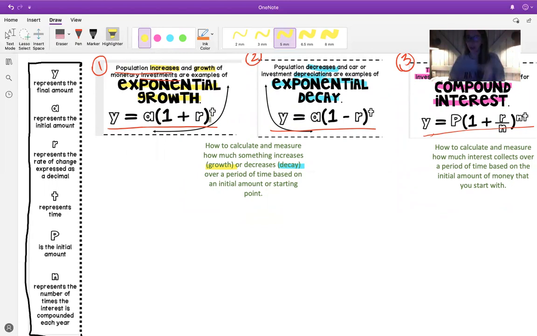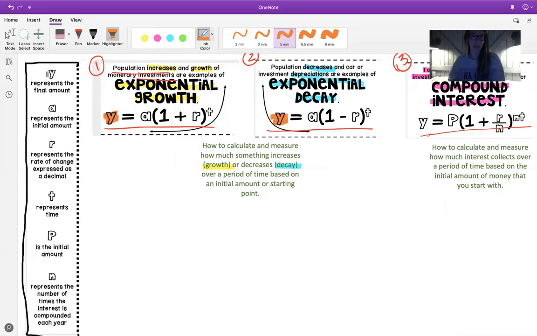Okay, so what does all of that mean in this situation? Well, it's the same for the growth and the decay, so we're just going to talk about them both at the same time. Okay, so let's look at this y first in both of them. So what does that y represent? It represents your final amount. It represents that growth or that final decay amount.